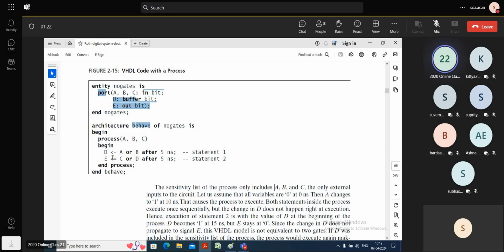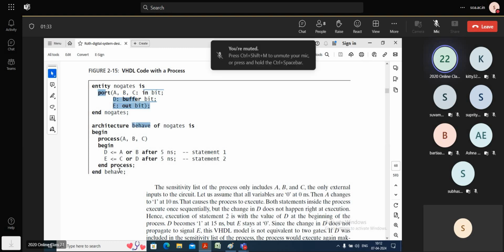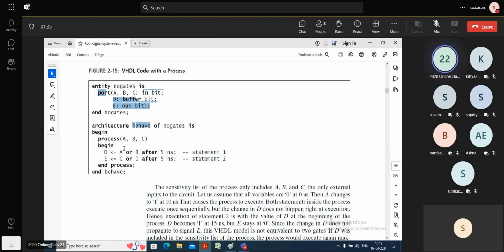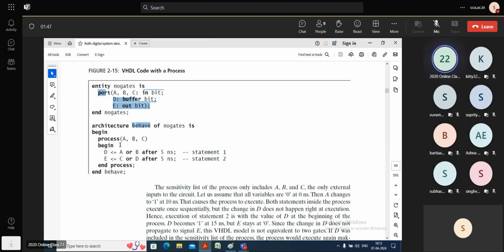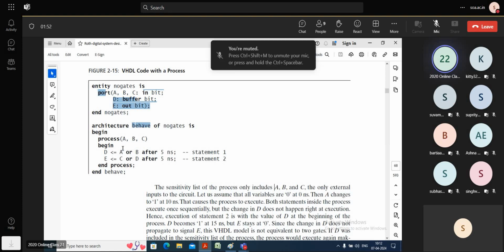Let's say now the value of A is changed to 1 at 10 nanoseconds. So all these variables A, B, C, D, E are having the value 0 at 0 nanoseconds. Then suppose A is changed to 1 at 10 nanoseconds. Now, as you can see, A is in the sensitivity list. So that's why these statements will be executed, since there is a change to A. Whatever is in the sensitivity list, if there is a change to that, the process will be executed.